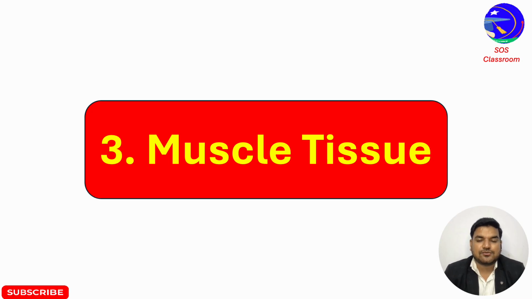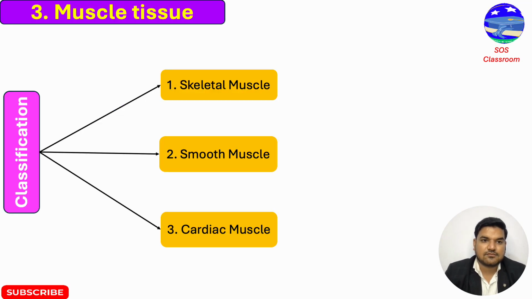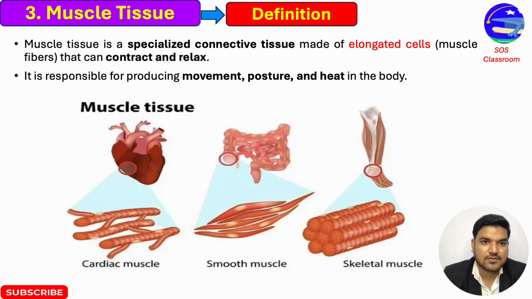Third is the muscular tissue or muscle tissue. Muscle tissue is divided into three: skeletal muscles, smooth muscles, and cardiac muscles. First of all, what is muscle tissue? Muscle tissue is a specialized tissue made of elongated muscle fibers that can contract and relax. It has a special capacity for contraction and relaxation. It is responsible for producing movements, postures, and heat in the body. These are the different types: cardiac muscle tissue, smooth muscle tissue, and skeletal muscle tissue.